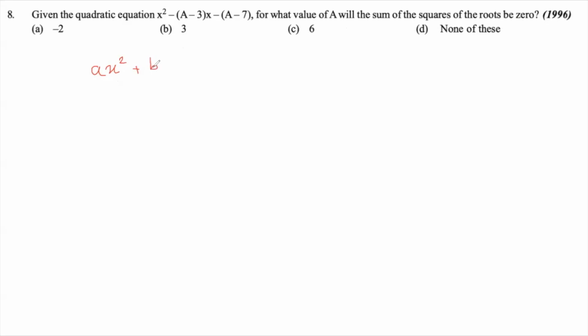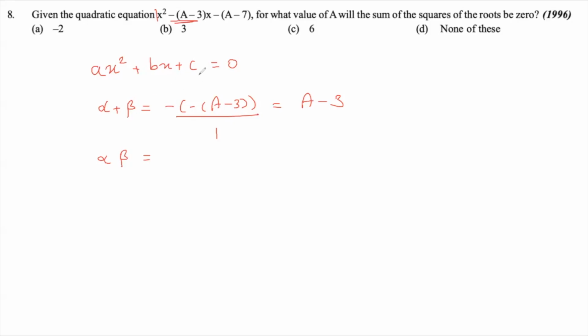For any quadratic equation of the type ax squared plus bx plus c is 0, the sum of the roots is minus b by a. We know this. And the product of the roots is basically c by a, right? Sum of the roots is minus b upon a. b in this case is minus of (a minus 3). You can observe it. So sum of the roots is minus of (minus a minus 3) divided by the coefficient of x squared, which is 1. So for this quadratic equation, the sum of the roots is simply a minus 3.